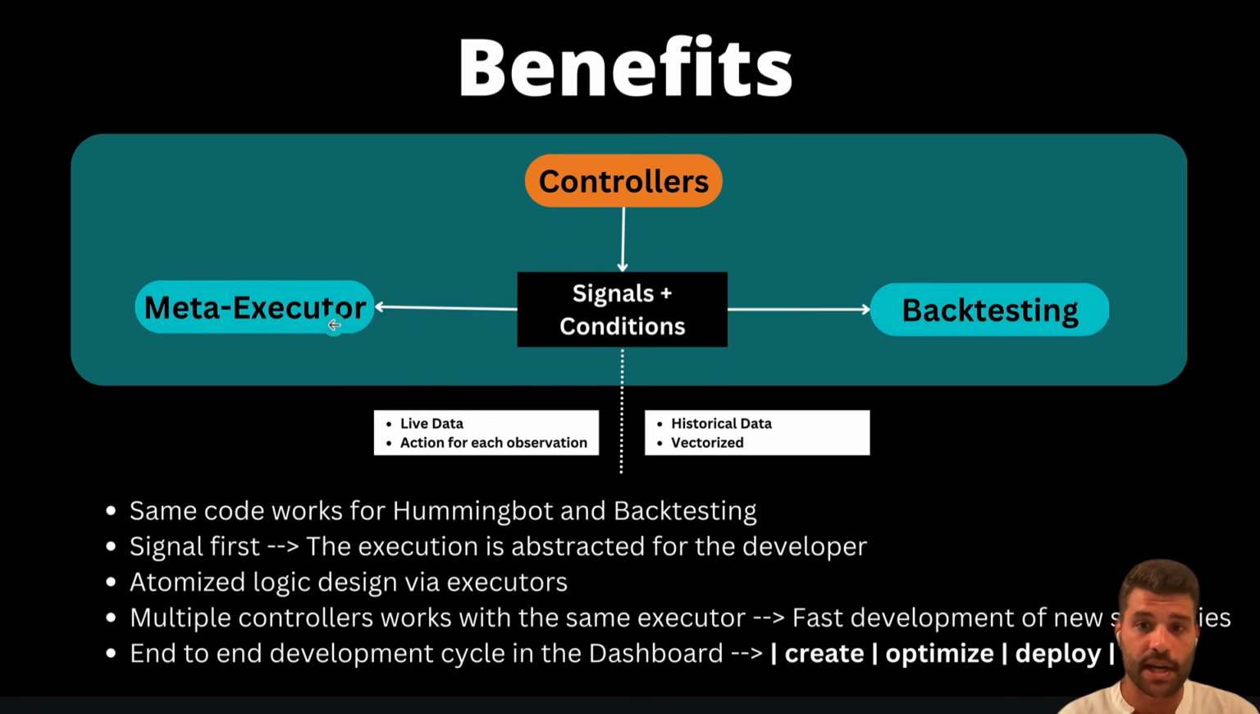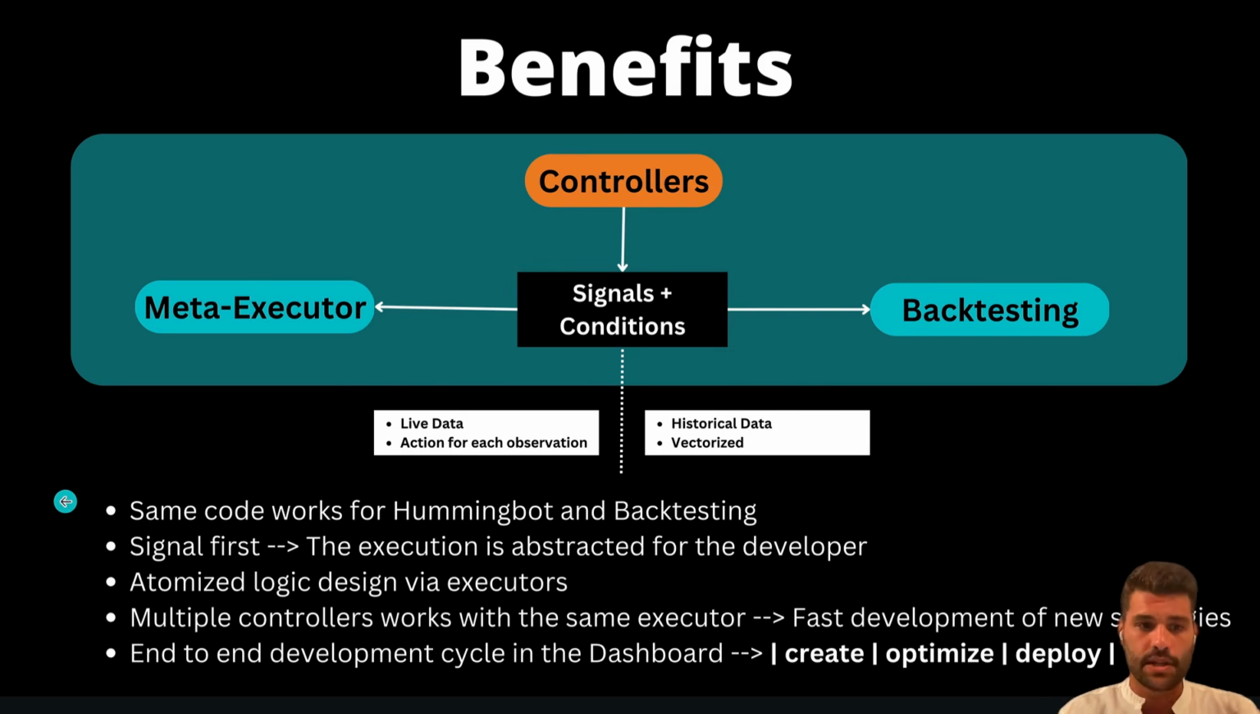It's going to do something in the market. But the same signals and conditions are going to be used in the backtesting that we have in the dashboard. Instead of doing this with live data and action for each observation, it's going to use the historical data, and all these computations are going to be vectorized, so that is why it's going to be very, very fast, and will let you backtest and optimize different controllers that are going to be responsible for generating signals and conditions.